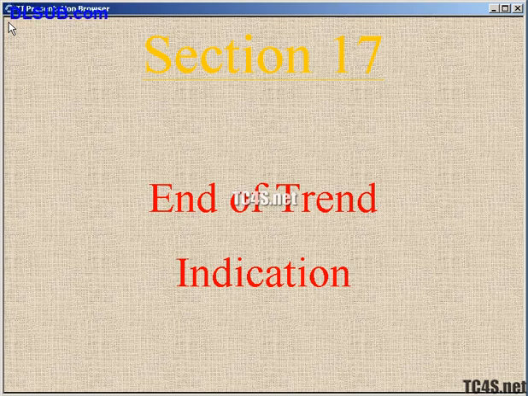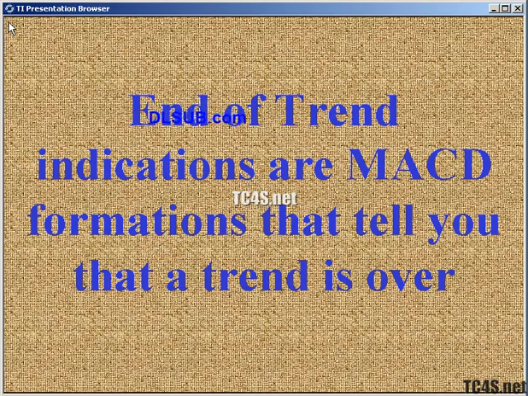Welcome to Section 17 of the training. In this section, we'll discuss how to tell when a trend is likely to be over by recognizing the end of the trend indication. End of the trend indications are formations of the MACD, and they let you know when a trend is over and that it is okay to take a first signal against a trend.